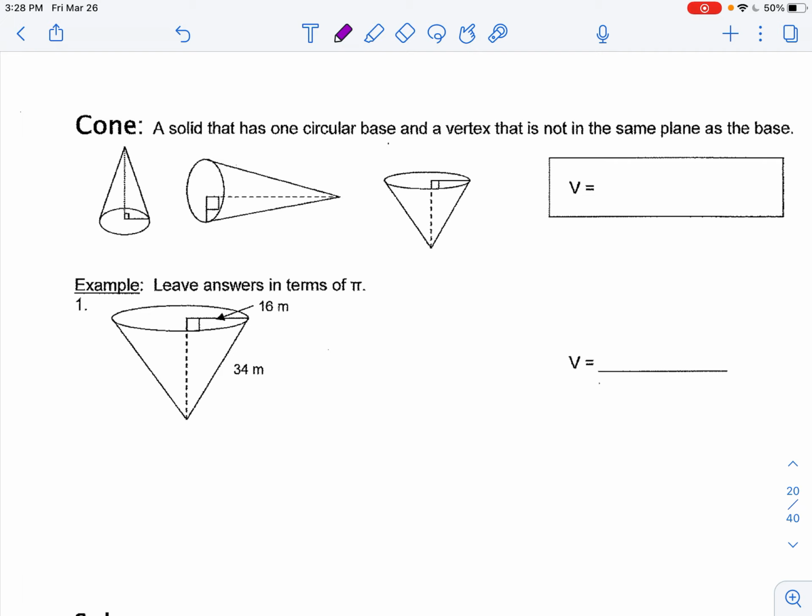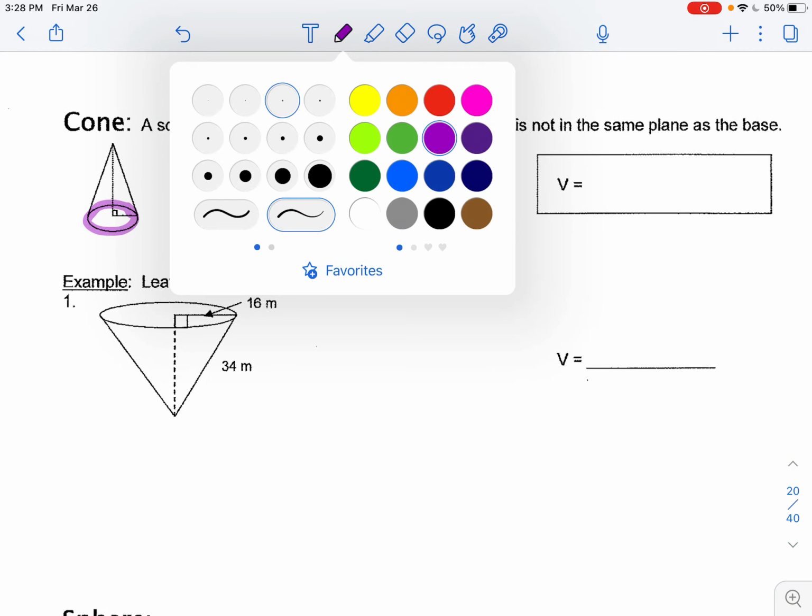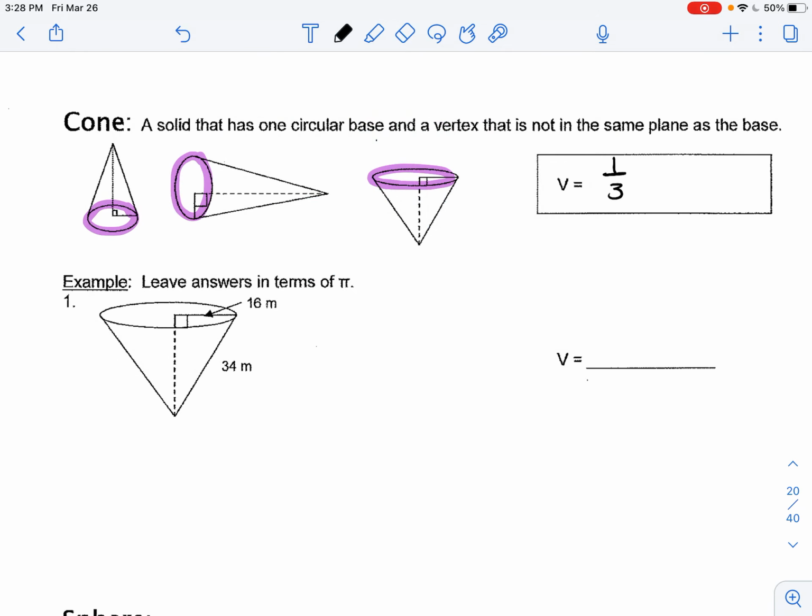All right, the next figure we're going to look at is the cone, and a cone has a circular base. Doesn't matter what direction it's standing. Same formula. Volume is 1/3 base times height. This time the base is pi r squared, because it's a circle.